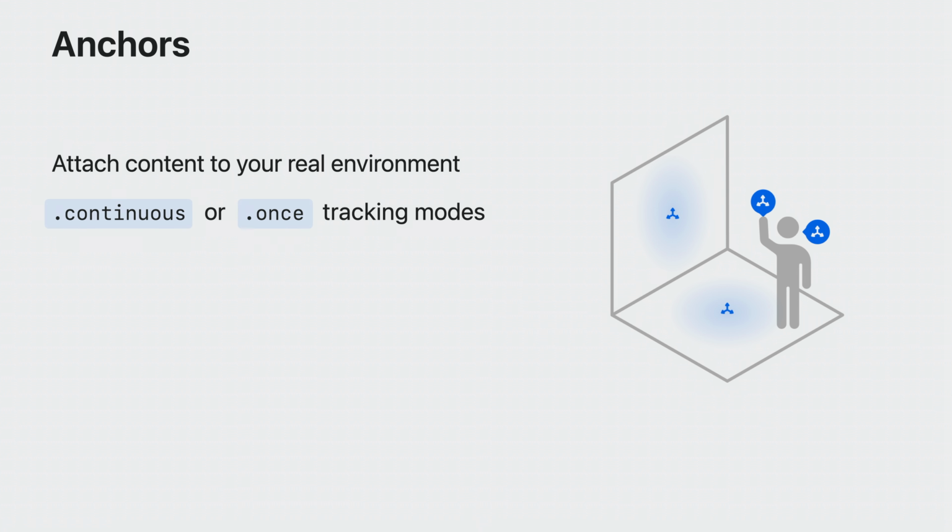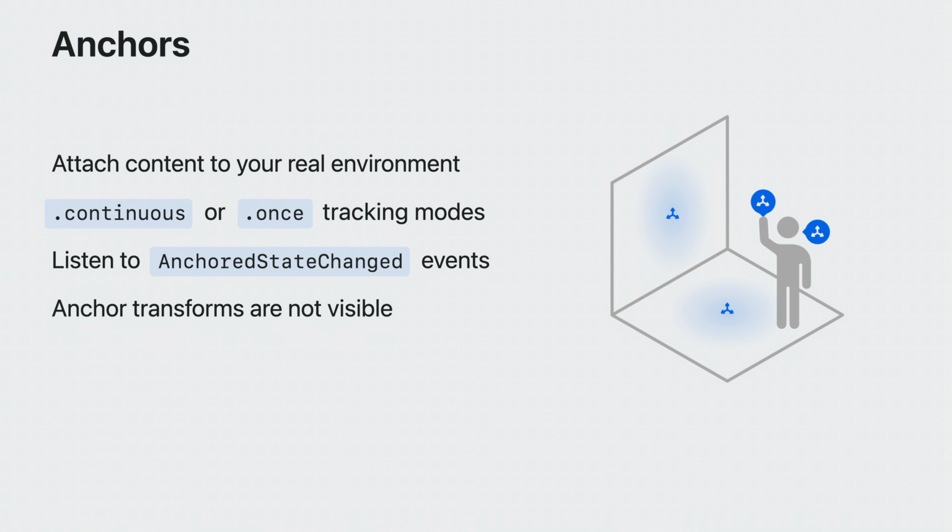Anchors in RealityKit support two tracking modes, continuous and once. When using the continuous tracking mode, the anchor entity moves along with the anchor over time, such as when your head moves. When using the once tracking mode, the anchor entity will not move after being positioned once. To listen to when an entity becomes anchored, you can subscribe to the Anchored State Changed event in RealityKit.